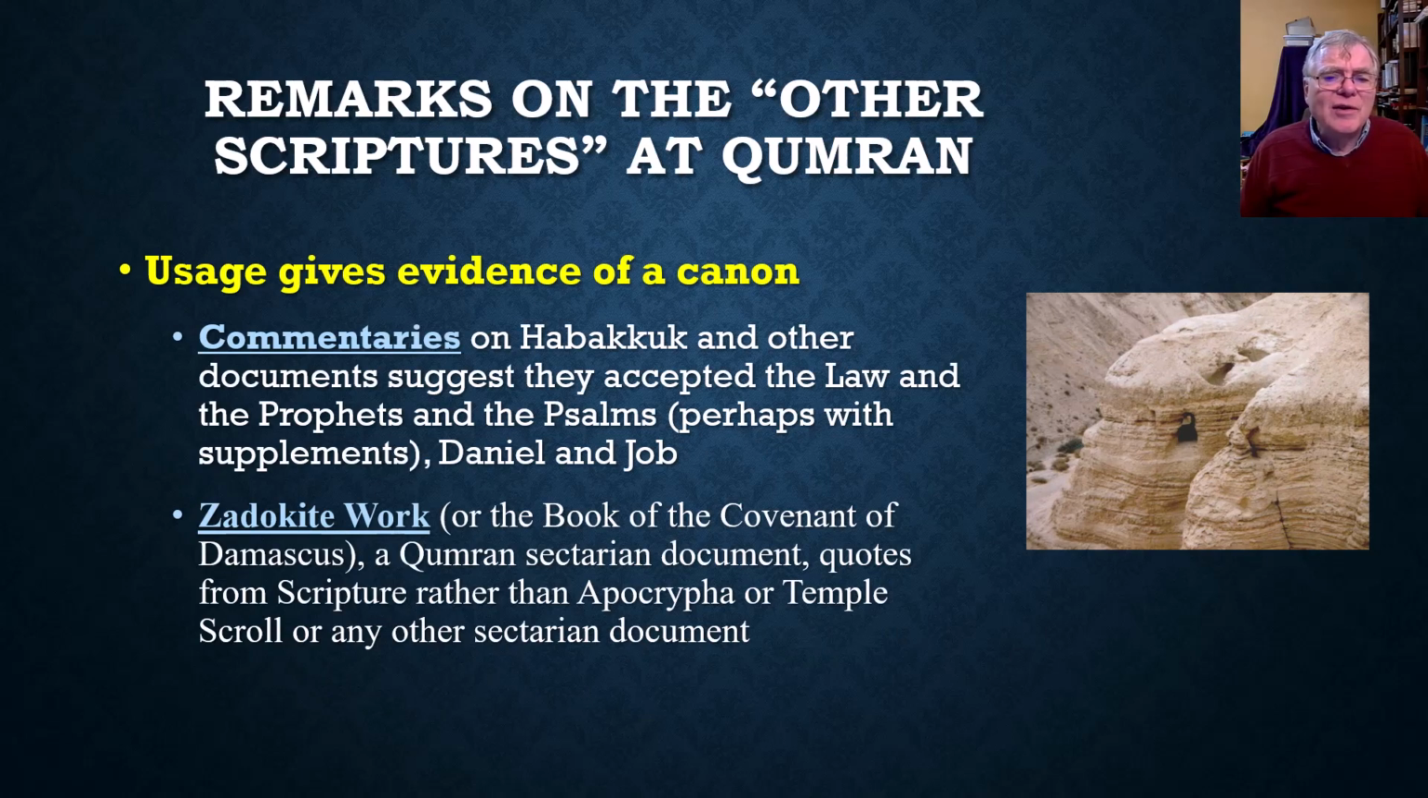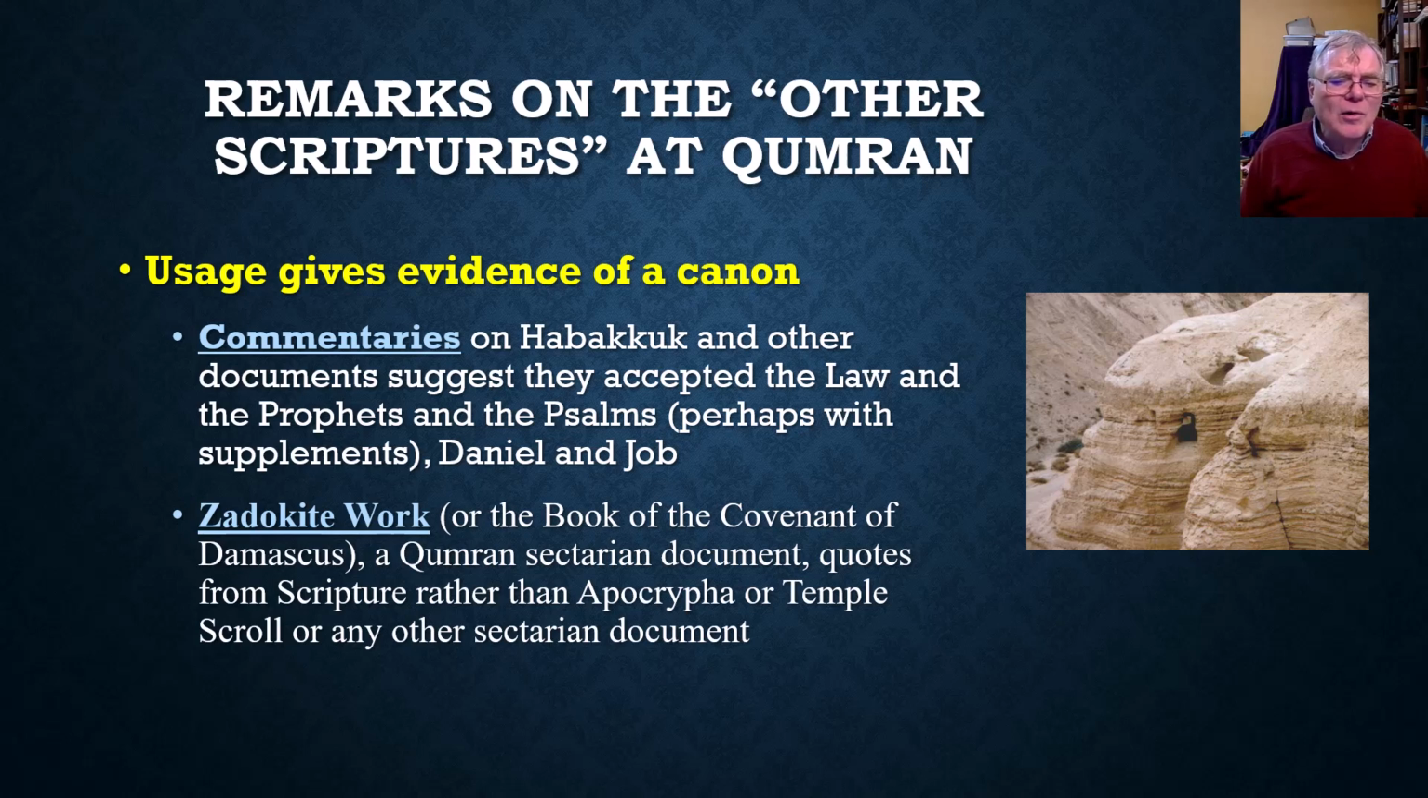Now, usage does give evidence of a canon at Qumran. They did write commentaries on certain books. There are commentaries on Habakkuk, where they give the Hebrew text and then comment on that Hebrew text. And it looks like they accepted the Law and the Prophets and the Psalms, which they wrote commentaries on. Also Daniel and Job, just from the comments they make in the sectarian literature.